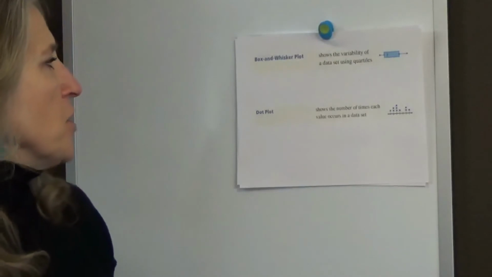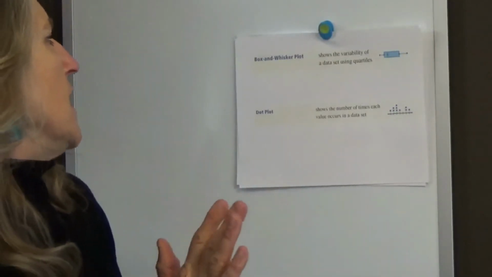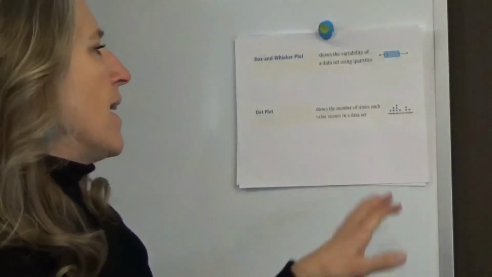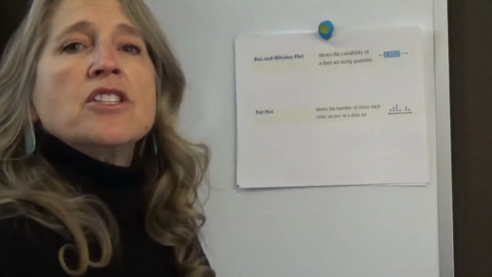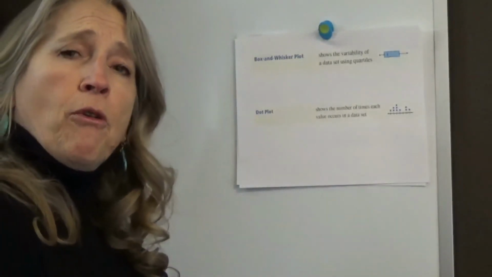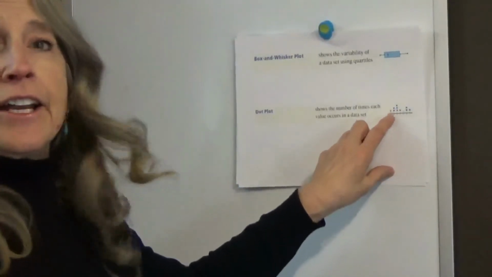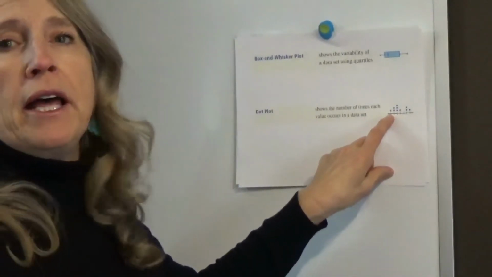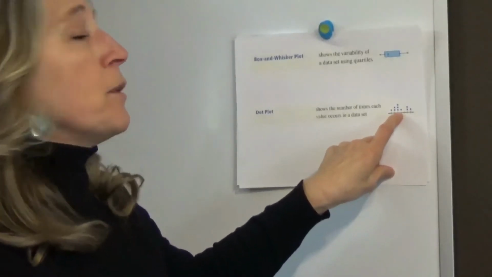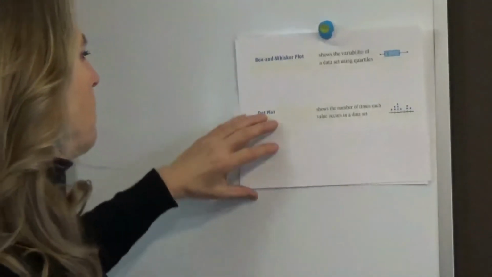A dot plot shows the number of times each value occurs in a data set. So for example, if I asked each of you how many siblings you have, some of you might tell me 1, some of you might tell me 4, some of you might tell me 2, and I could plot that here. I could say 1 person told me 1, 2 people told me 2, 3 people told me 3 siblings, okay, and that's how you would map that out.